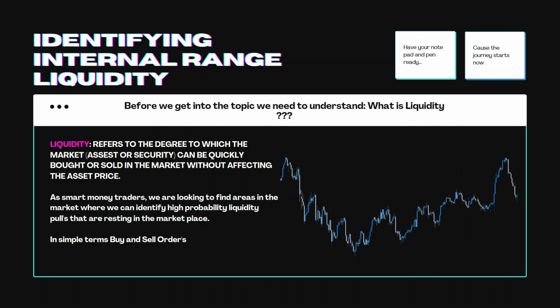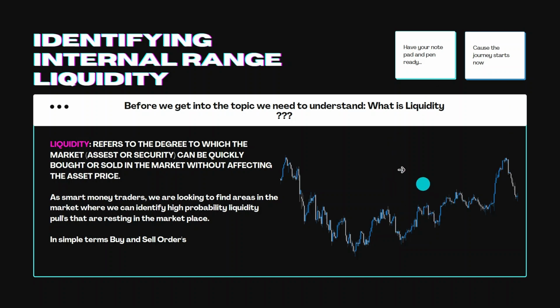So to get into it, identifying internal range liquidity, guys. Before we get into the topic, we need to understand what is liquidity. Liquidity refers to the degree to which the market or asset or security can be quickly bought or sold in the market without affecting the asset price. As smart money traders, we look to find areas in the market where we can identify high probability liquidity pools that are resting in the marketplace. In simple terms, guys, this basically means buy and sell orders.